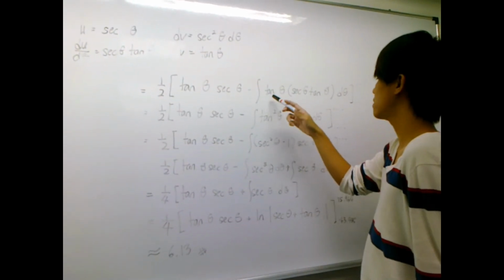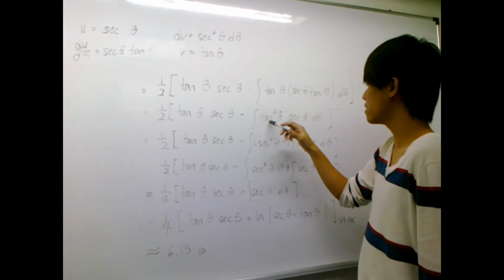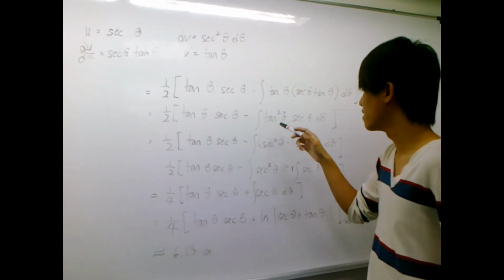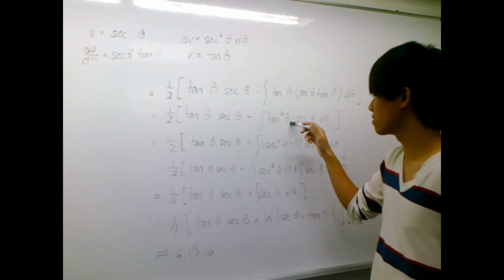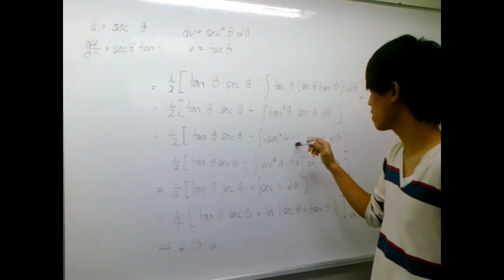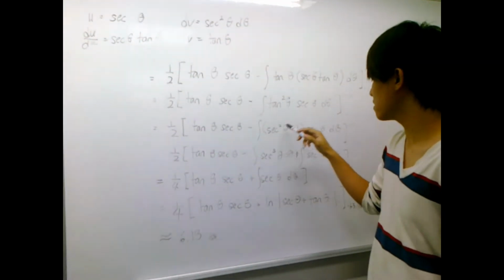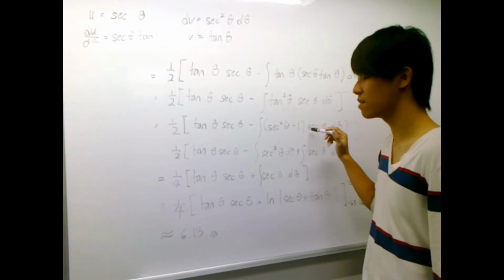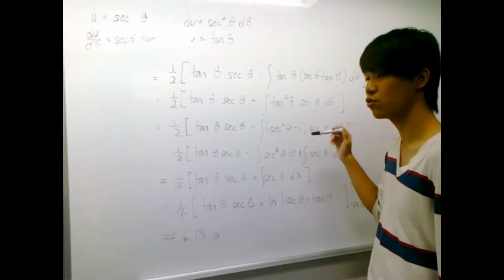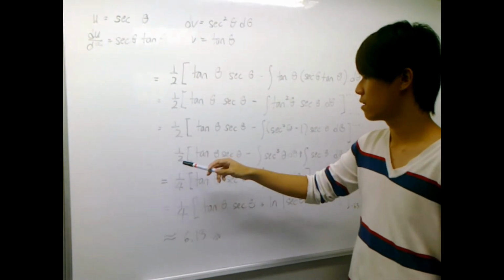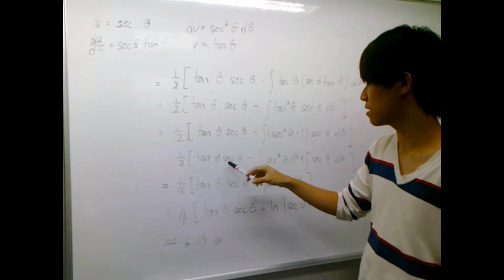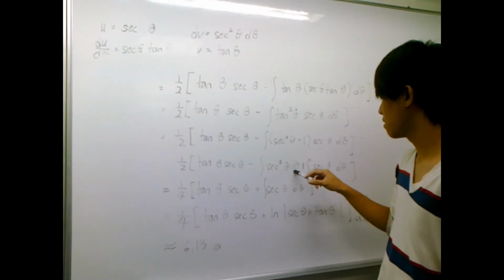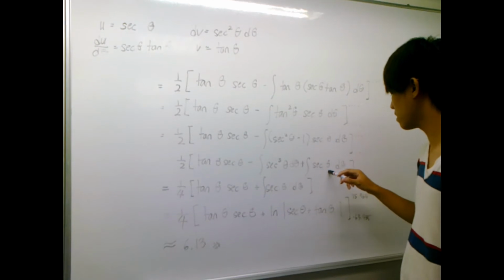And we'll just multiply this in, and we'll have tangent squared theta secant theta. And as we know, tangent squared theta is equal to secant squared theta minus 1. And now we multiply this in, we'll get secant cubed theta minus secant theta, and we can separate that out into two different integrals. And now we have half tangent theta secant theta minus the integral of secant cubed theta d theta plus the integral of secant theta d theta.